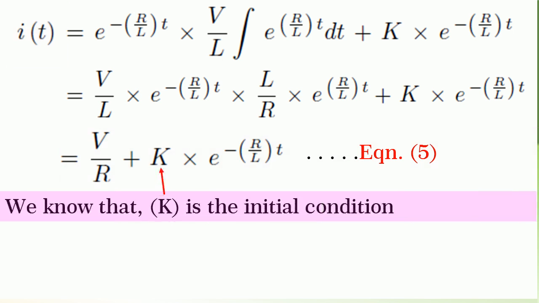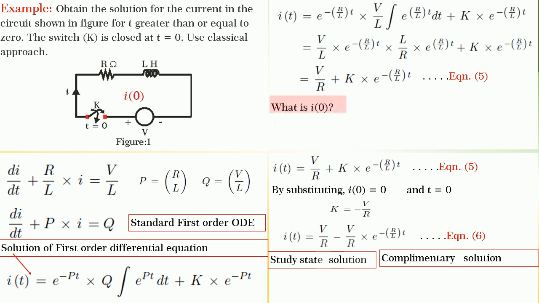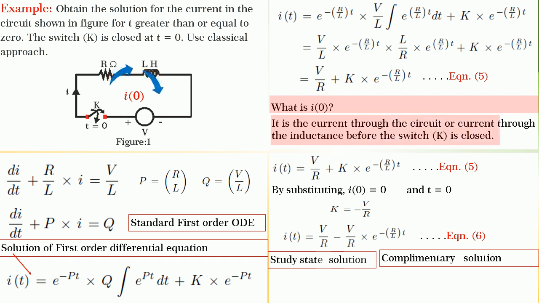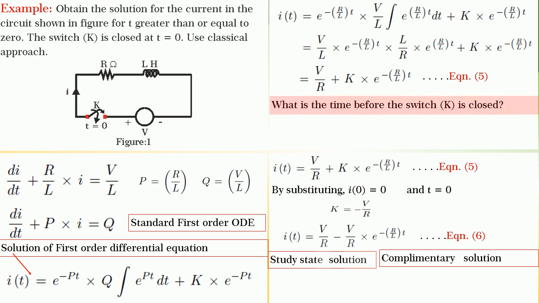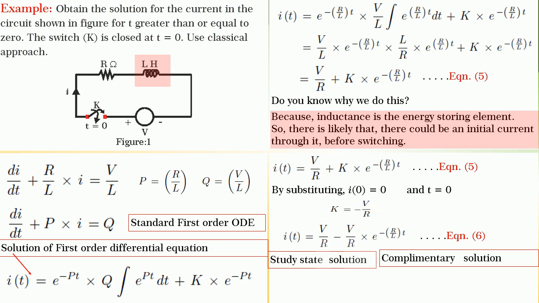We know that k is the initial condition. Hence, using the knowledge of electrical engineering, we have to find i(0). What is i(0)? It is the current in the circuit or through the inductance before the switch K is closed. What is the time before the switch K is closed? Let it be 0 minus. Do you know why we do this? Because inductance is an energy storing element, so there is a likelihood that there could be an initial current through it.